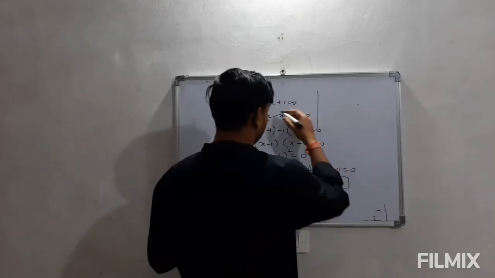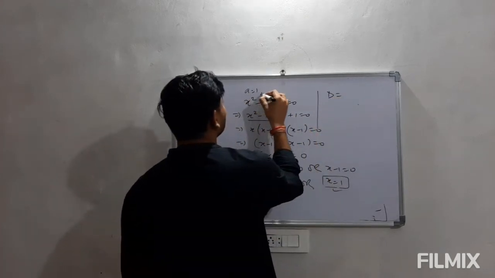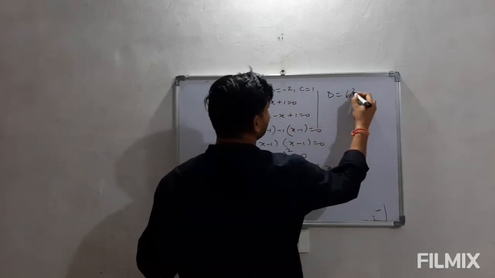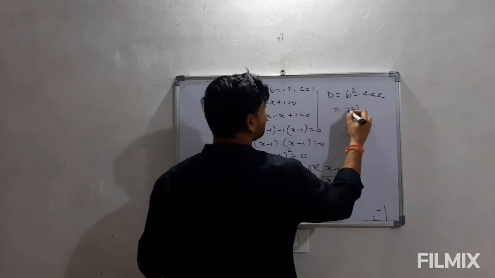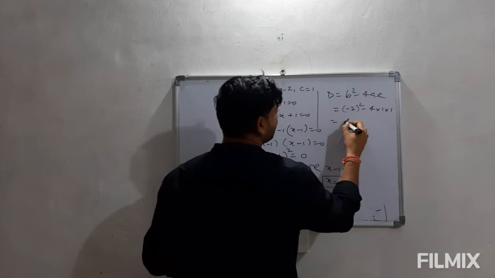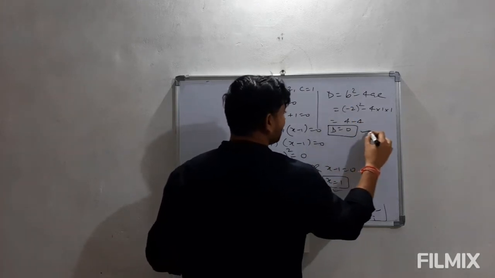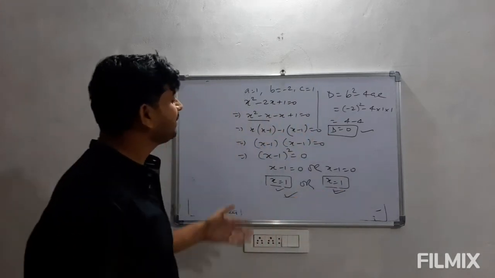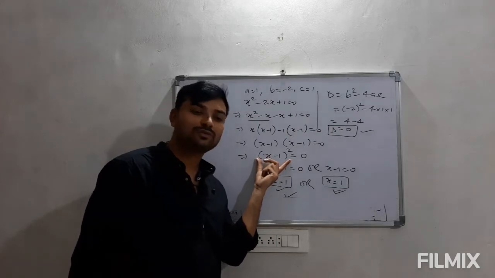And now let us calculate the discriminant here. The value of a is 1, the value of b is minus 2, and the value of c is 1. So this is b square minus 4ac. So what will you write? The value of b is minus 2, whole square, minus 4 into 1 into 1. So 4 minus 4 is 0. So clearly discriminant is 0. So equal roots we are getting here, x is equal to 1 and 1, and here the equation can be represented by a perfect square.